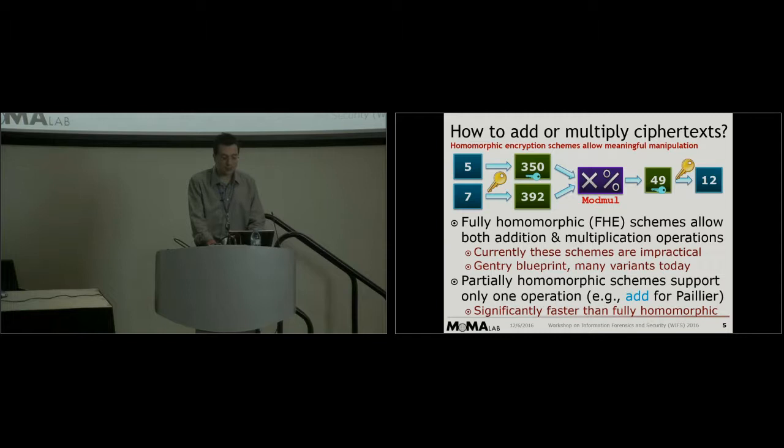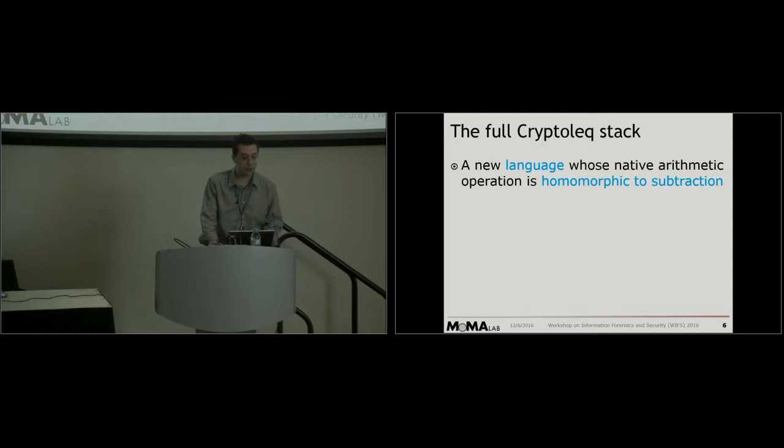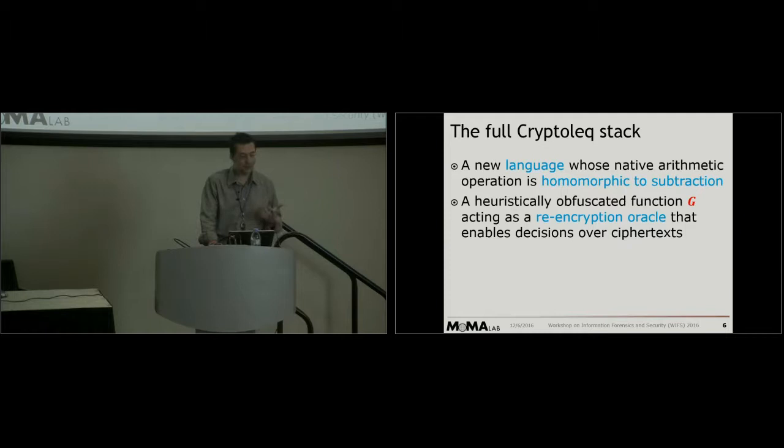Now, the big problem is how can you use a partially homomorphic scheme to also add a simulation of the second operation? So in CryptoLeg, we build an entire stack that consists of this new language that has a native arithmetic operation which is homomorphic to subtraction. And we also add a heuristically obfuscated function we call G. And this function essentially allows you to do something that's homomorphic to multiplication using only ciphertext. And it acts as an encryption oracle.